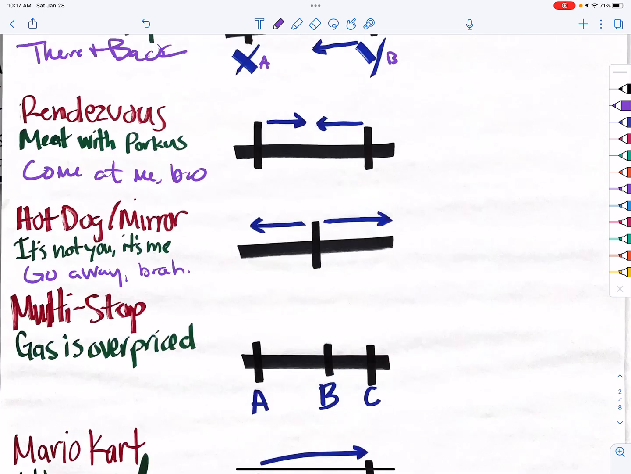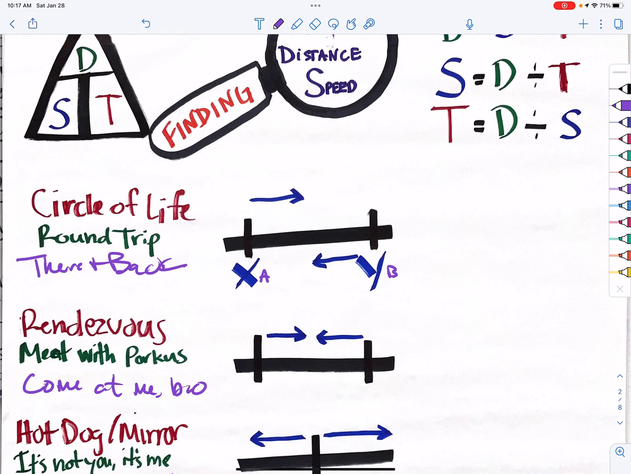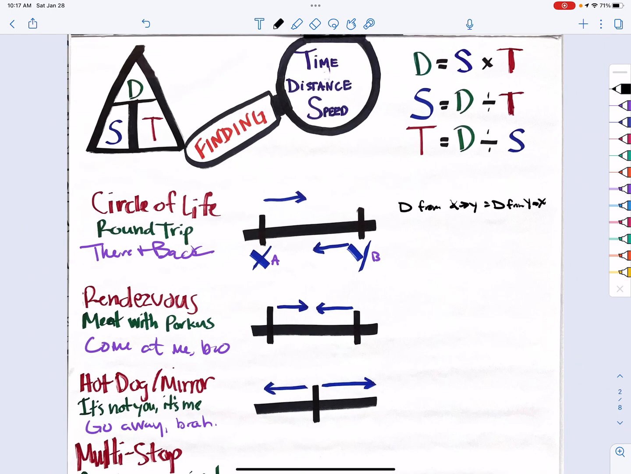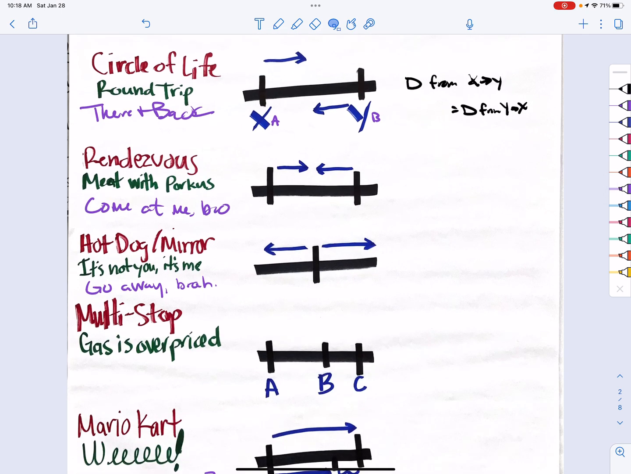So real quick up here on this problem, I'm going to jot down things that we learned for this one. We know that the distance from X to Y equals the distance from Y to X. And that's a really helpful piece because that allows us to calculate some missing information. So I am going to try to keep track of what are the useful bits here, so that way we can know if we encounter these problem types, what do we do?